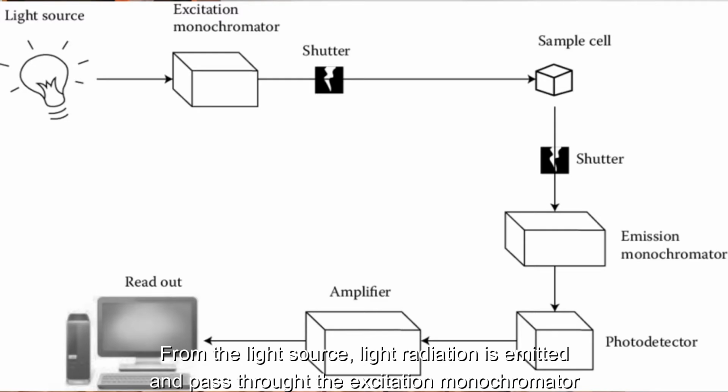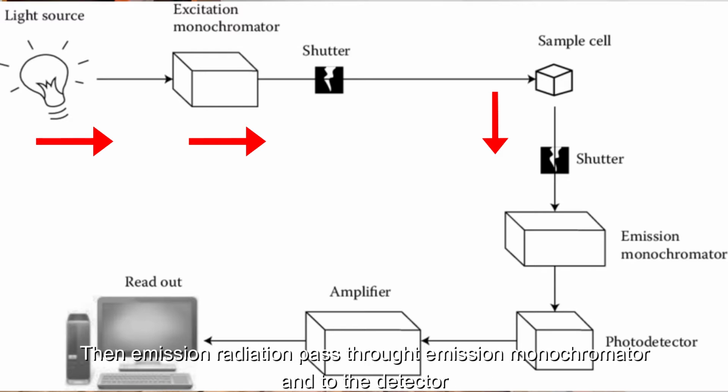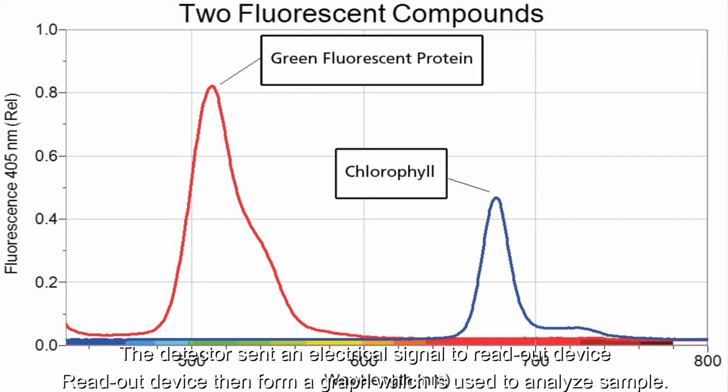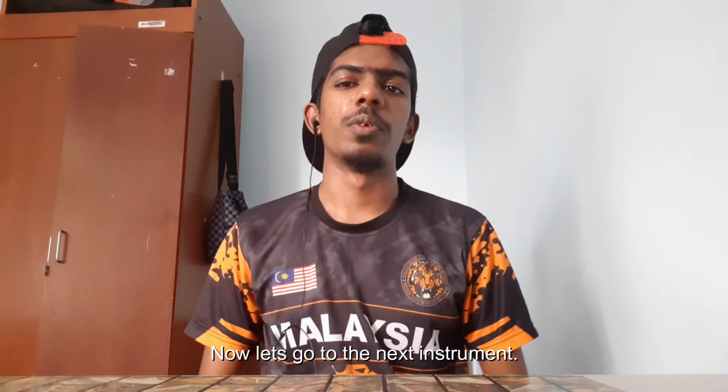From the light source, light radiation is emitted and passed to the excitation monochromator, where only specific wavelengths required to excite the sample are passed through the sample. The emission radiation passes through the emission monochromator and to the detector. The detector sends an electrical signal to the readout device. The readout device will then form a graph, which will be used to analyze the sample. Now, let's go to the next instrument.